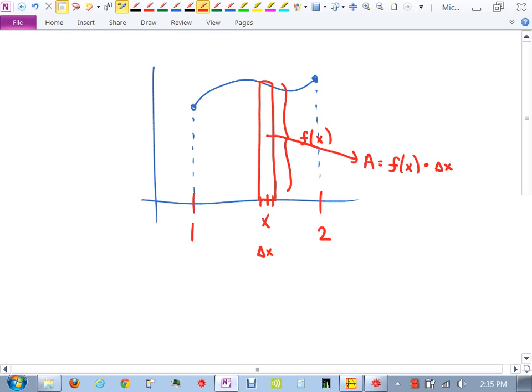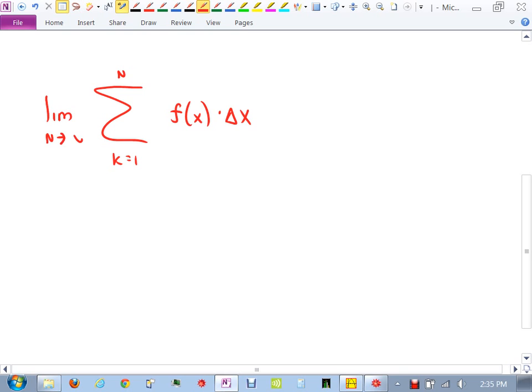And how do I find the area of the whole thing? I add all those rectangles up forever, right? I draw an infinite number of rectangles and I add them up forever. And that process of taking the sum as k equals 1 to infinity of each rectangle times its width and letting the number of rectangles go to infinity.